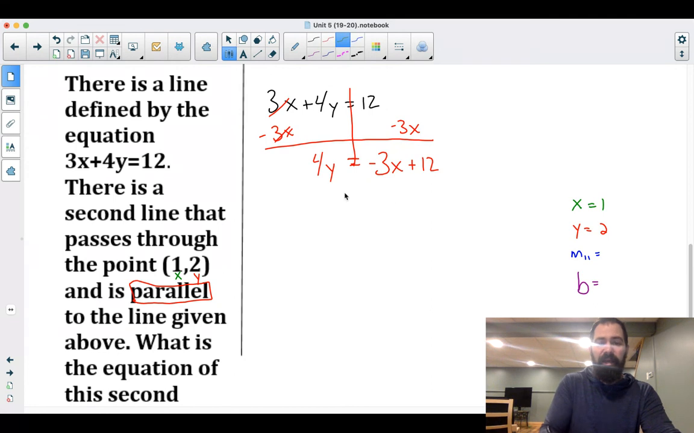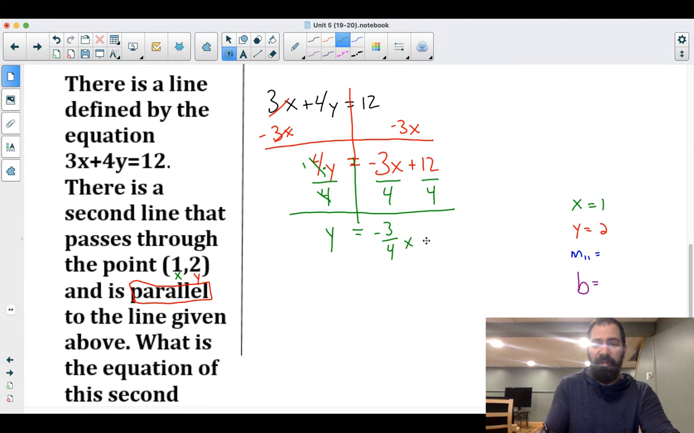Then my last step is to get rid of this 4. That's 4 times y. So I'm going to divide by 4 everything, not just one thing, everything. 4 divided by 4 is 1. So I have y equals, this just stays the same because it can't reduce, negative 3/4 x plus 12 divided by 4 is 3. Well, now we know what the original slope is. The original slope is negative 3/4, which means the parallel slope, which is the same, is also negative 3/4.